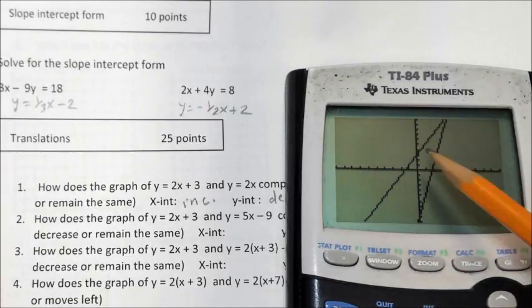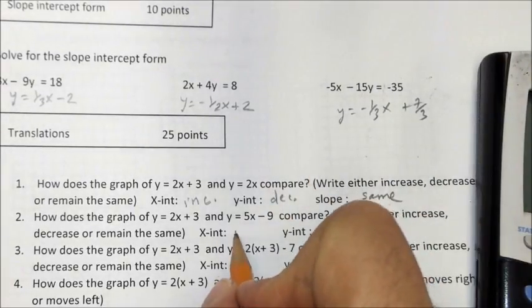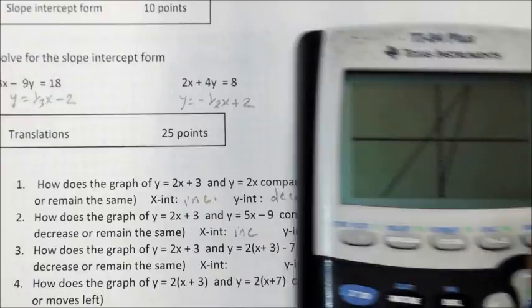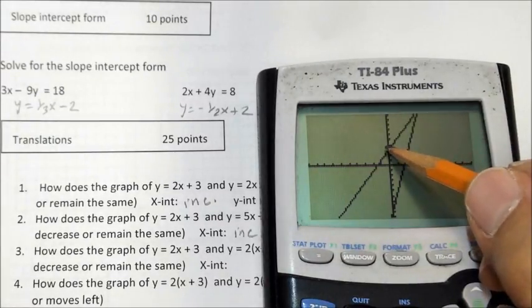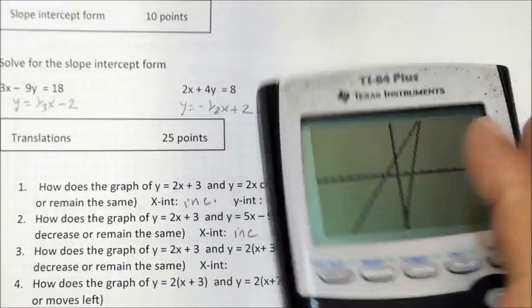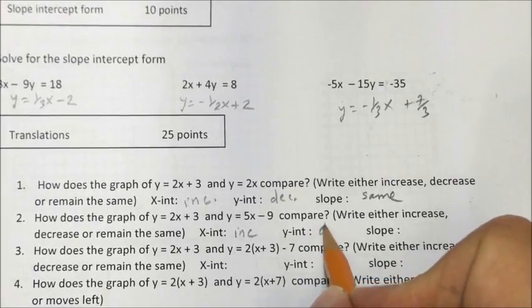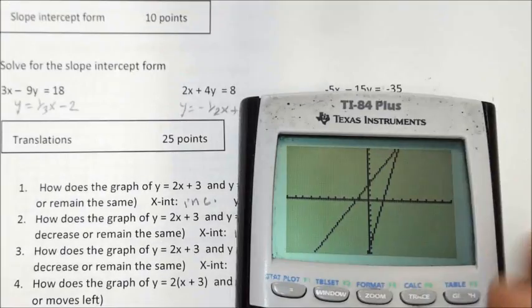So first we'll start off with the x-intercept. We started off here and went to the right, which means the x-intercept increased. Here is the y-intercept, and it came all the way down here, which means the y-intercept also decreased, just like last time. But the slope is different.